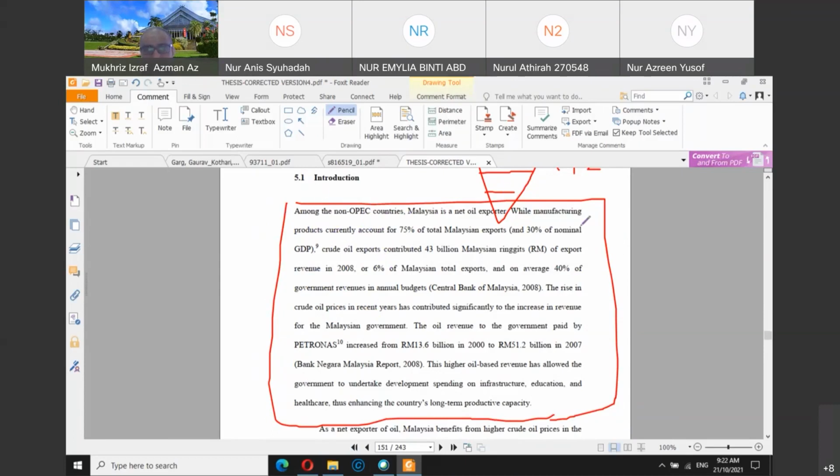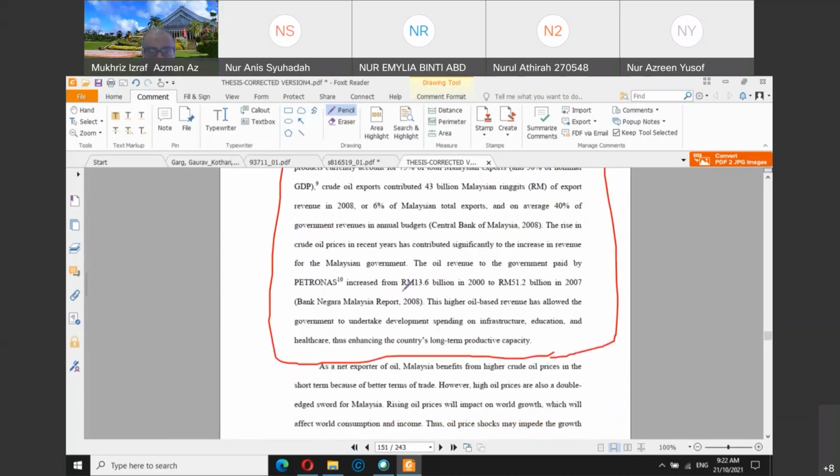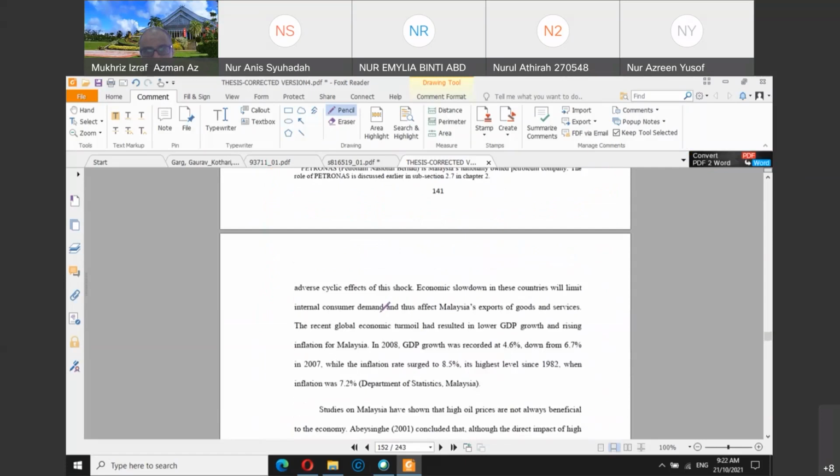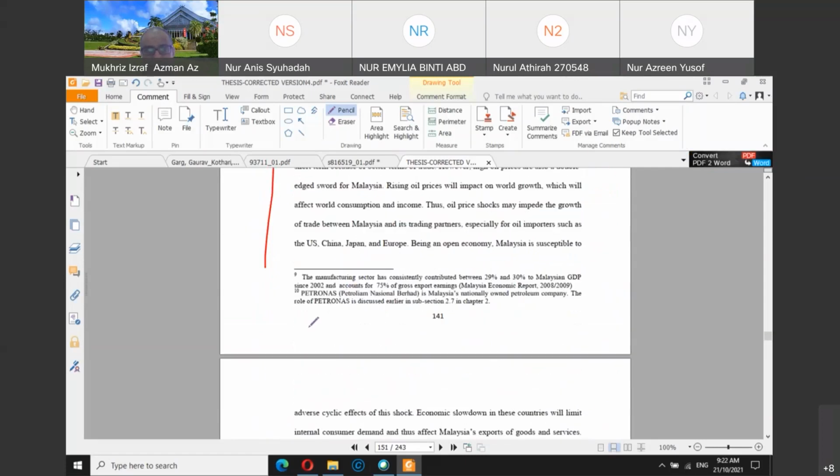The main idea is that the first paragraph is the general one about the Malaysian oil industry. Then in the second paragraph, I start talking about how oil price increase or oil price decrease can benefit Malaysia, or even make Malaysia worse off, so a negative or positive impact on Malaysia. This is when I start talking about how oil price shocks, the increase and decrease in oil price, will affect Malaysia.